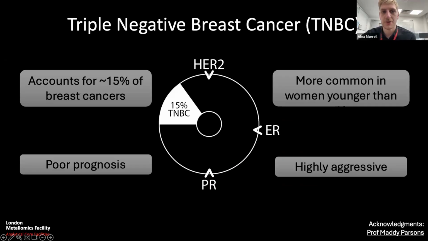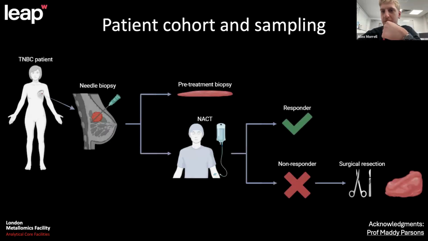So finally, probably one of the biggest studies that I've done so far is with Professor Maddie Parsons here at KCL on the triple negative breast cancer story, which was funded by Wellcome Leap. For those who don't know, TNBC accounts for around 15% of all breast cancers. It's more common in younger women than older ones. It's unfortunately highly aggressive and has a poor prognosis, often leading to death within the first 2 years, which is of course not a good thing. For me to explain the rationale of this project, it's easier for me to go through a sampling strategy.